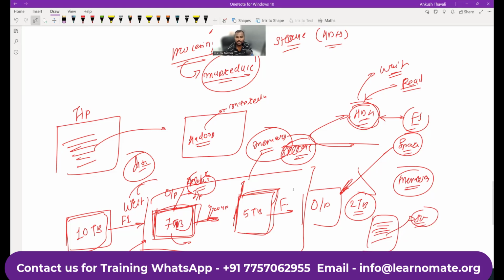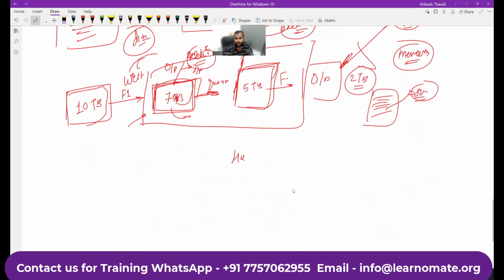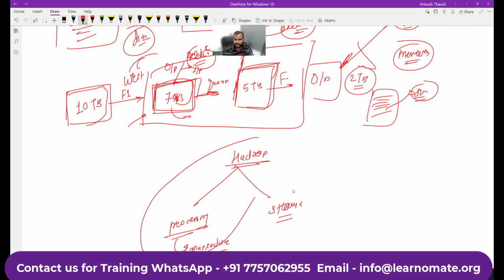So Hadoop was providing two solutions: one was processing and another was storage. The processing was done by MapReduce. Now, what they have done is replace this Hadoop processing part with Spark.